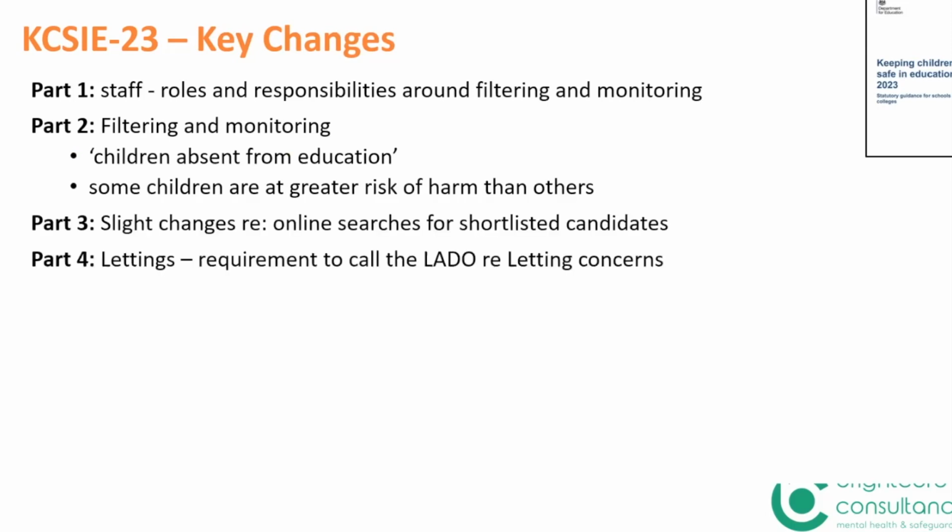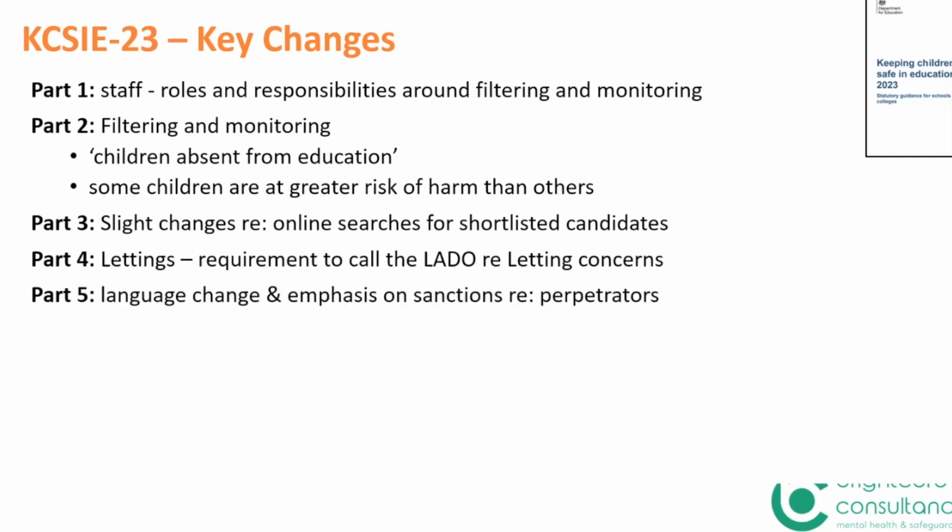Part 3, around safe recruitment, there's some clarification around the requirements around online searches. It's a minor change, but we'll cover it in a few minutes. Part 4 has got a minor change again around lettings if you hire out your premises, and the need to contact the LADO in certain circumstances. Part 5, the child on child abuse section, has got a language change in there. There's also an emphasis on sanctions, so we'll cover that as well. It's a minor change, but it's worth making sure you've covered it.